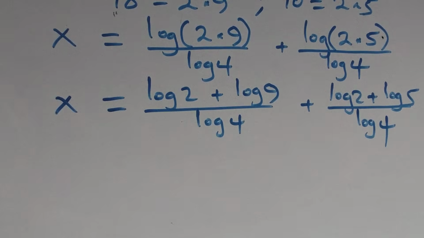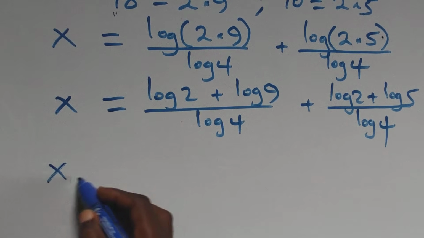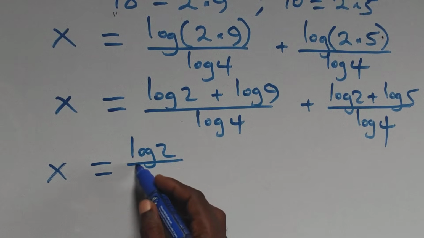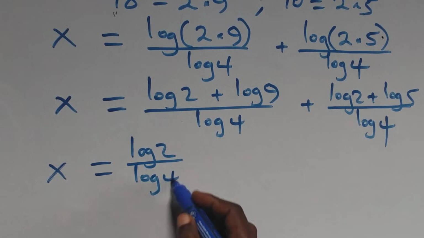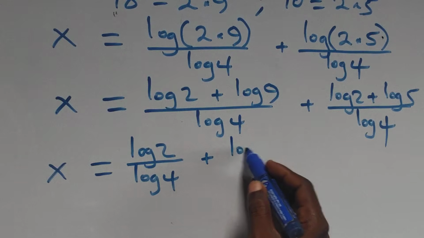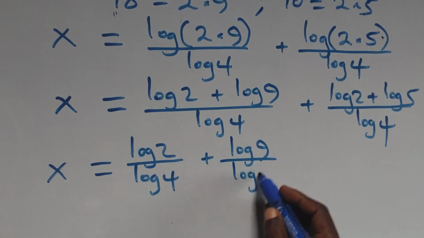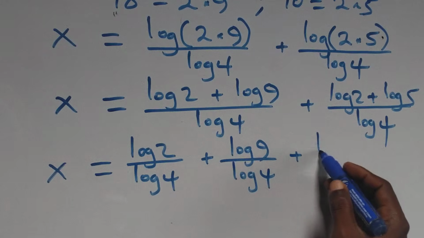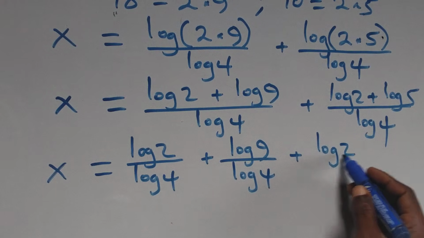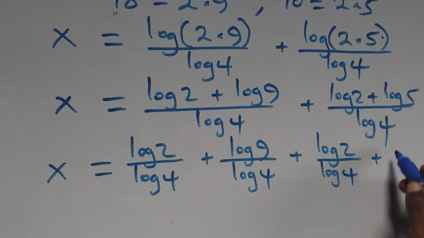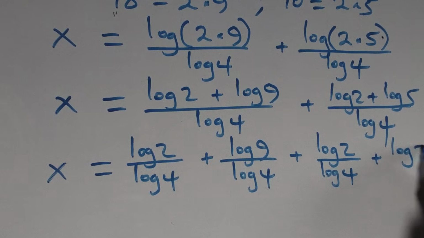And let's separate this into two fractions as well. We have x equals log 2 over log 4 plus log 9 over log 4 plus, also here we have log 2 over log 4 plus log 5 over log 4.